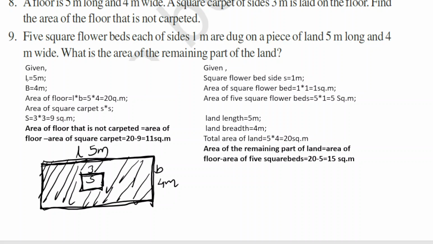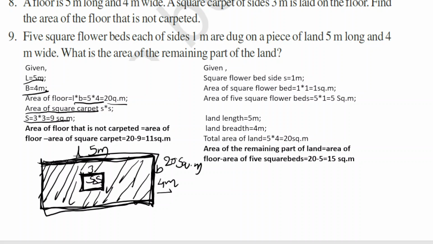So here length is given as 5 meters and breadth is given as 4 meters, and you know that area of this rectangular room is length into breadth, that is equal to 5 into 4, that is equal to 20 square meters. This area is given as 20 square meters, and area of the square carpet: its side is 3 meters, and you know that area of this square is S into S, that is equal to 9 square meters.